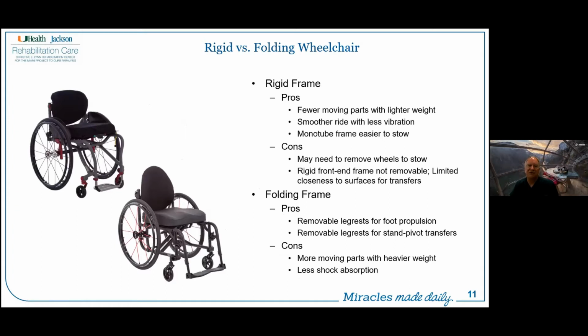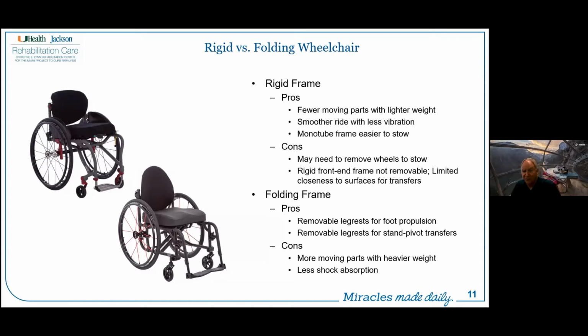A rigid frame, basically the pros: there are fewer moving parts, and this is a lighter weight chair. This will provide a smoother ride with less vibration. Typically, this is a monotube frame and is easier to stow. The cons: you may have to remove the wheels to stow it, depending upon where you're going with it. And the rigid front end frame is not removable, so this may limit how close you can get to surfaces for transfers and that type of thing.